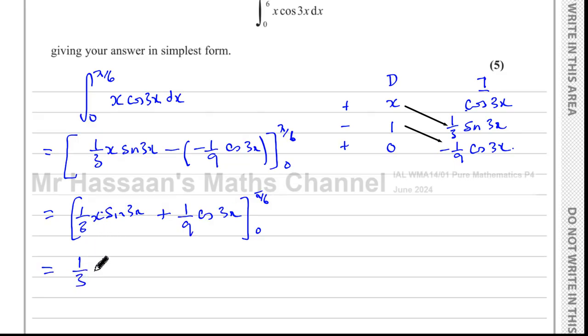So I have a third times, I'll put this as pi over 6 times the sine of 3 times pi over 6, which is going to be pi over 2, plus we have 1/9 times the cosine of 3 times pi over 6, which is pi over 2, minus, and now in P2, many a time you put 0 into the expression, it's going to become 0.